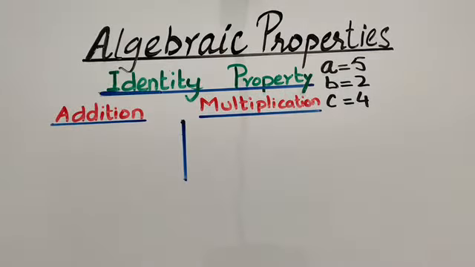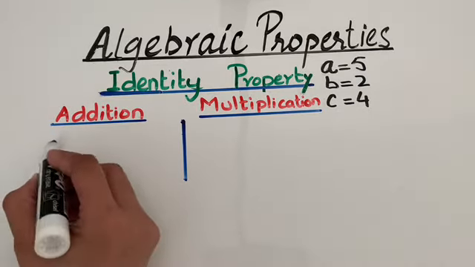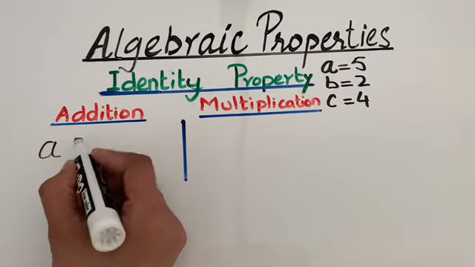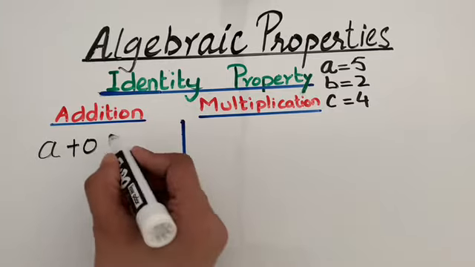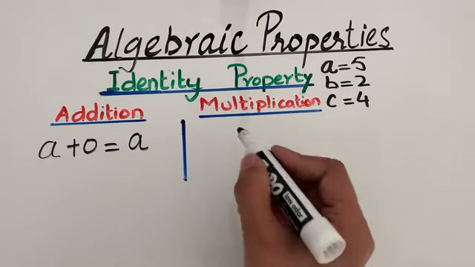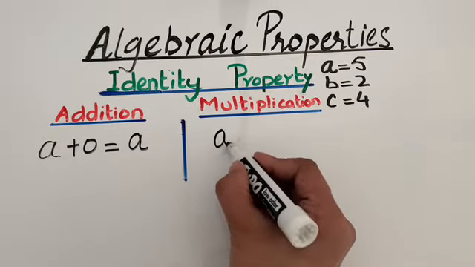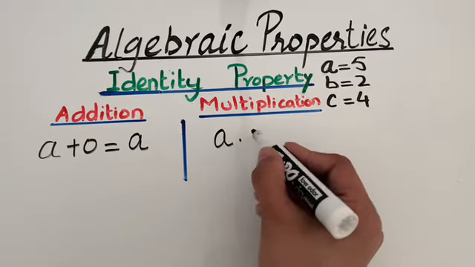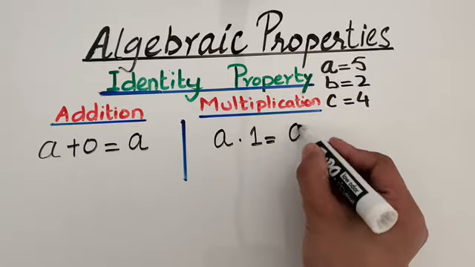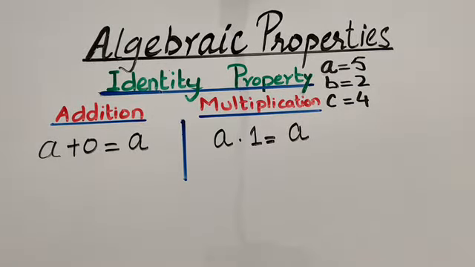Now, the third property is the identity property, and it states that if I take A and I add 0 to it, I keep A. And for multiplication, if I start with A and I multiply it by the number 1, I'm left with A. Let's substitute the value of A here and see how identity property works.